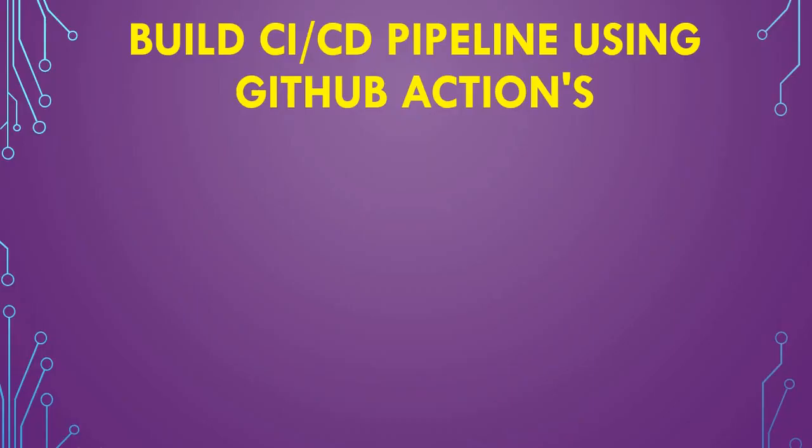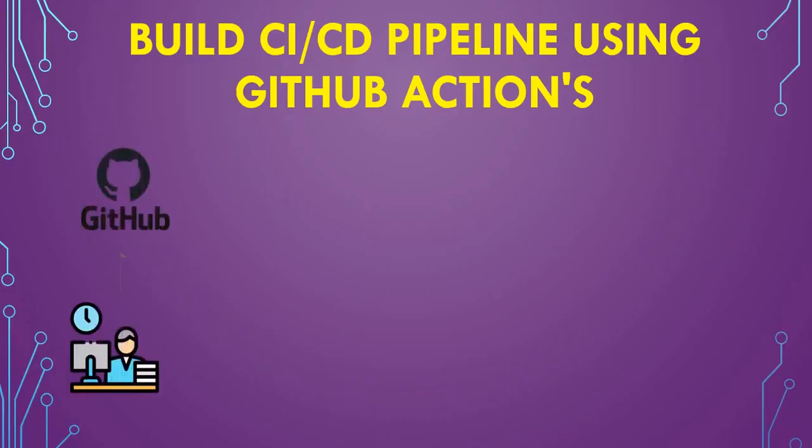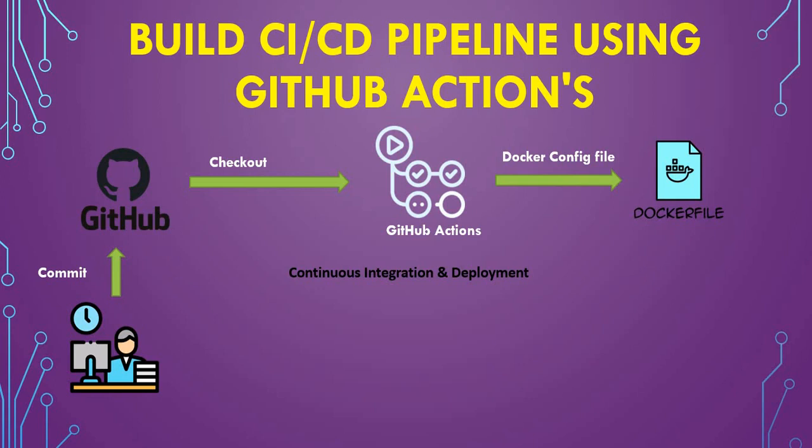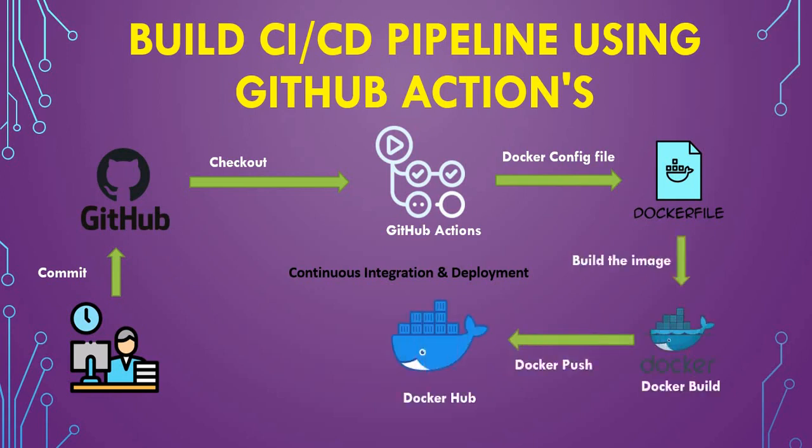So to recap, this is what we discussed. We committed the code into GitHub, and from GitHub we check out to GitHub Actions, using our Docker file as a config for building our Docker image. Then we push the Docker image to Docker Hub, right? So that's the process we have seen in this video.